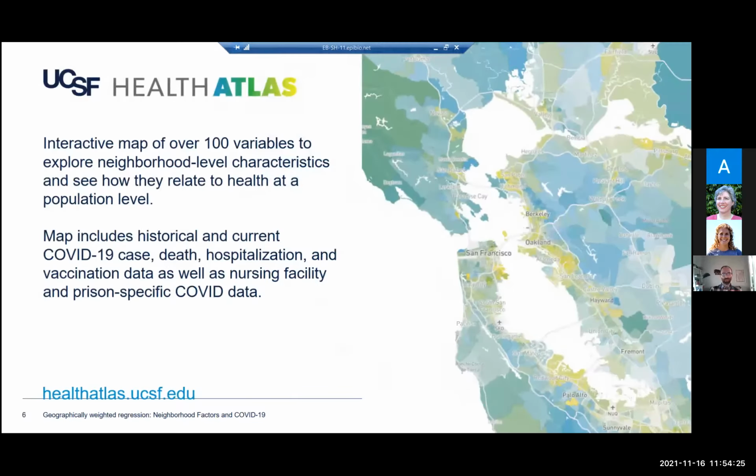And as a side note, I also just wanted to mention another of our projects that you can access right now online at healthatlas.ucsf.edu. It's Health Atlas. And here we have a lot of variables available for browsing. You can look at them together and separate. And a lot of these variables are the ones that we used in this study. So a lot of the data is available here. I encourage everyone to check it out if you get a chance, healthatlas.ucsf.edu.